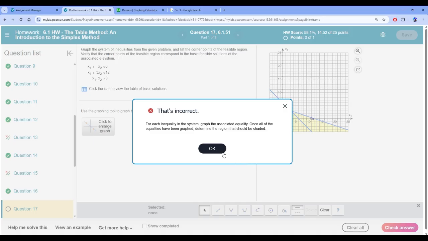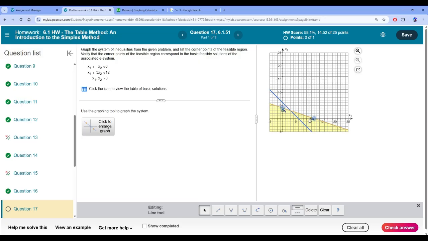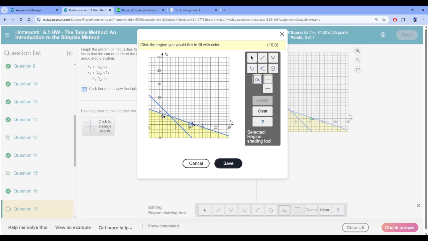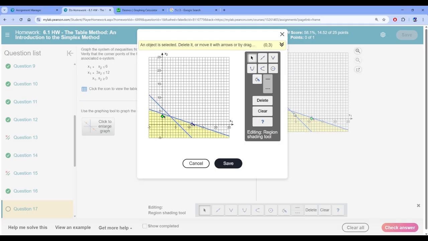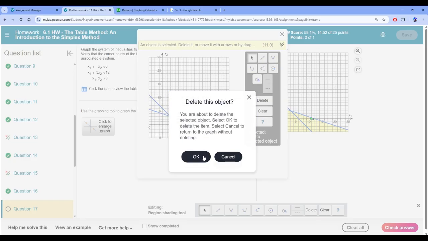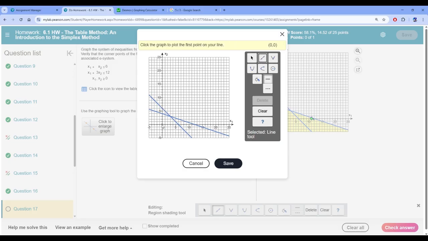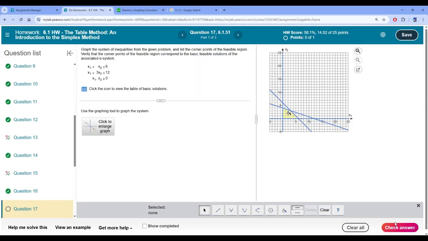Check answer. So I'm gonna take, how do I gotta delete these, delete that, delete, delete, and then I just need that line. I need that line, I need this region to be shaded in, save, and check.